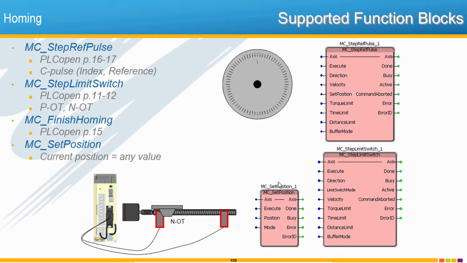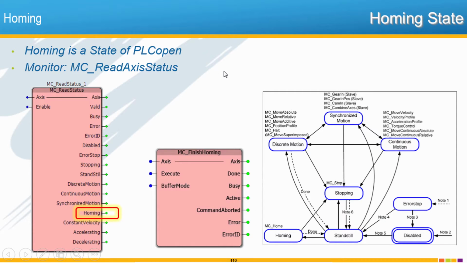And while we did use that in a previous section of this training series, we'll do a little bit more formal and complete implementation of MC Set Position coming up here in a couple minutes. One thing to remember about homing is that homing is a PLCopen state that the axis can have. So if you use the MC Read Status, it tells you the state of the axis, and this could tell you whether you're in the homing state or not.